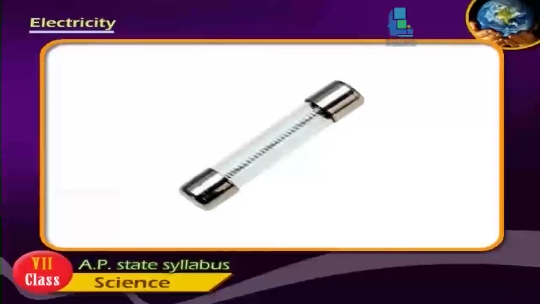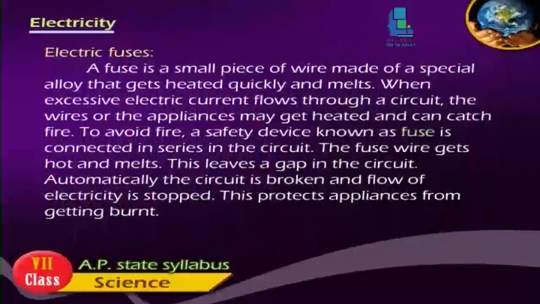To avoid fire, a safety device known as fuse is connected in series in the circuit. The fuse wire gets hot and melts. This leaves a gap in the circuit. Automatically, the circuit is broken and flow of electricity is stopped. This protects appliances from getting burnt.